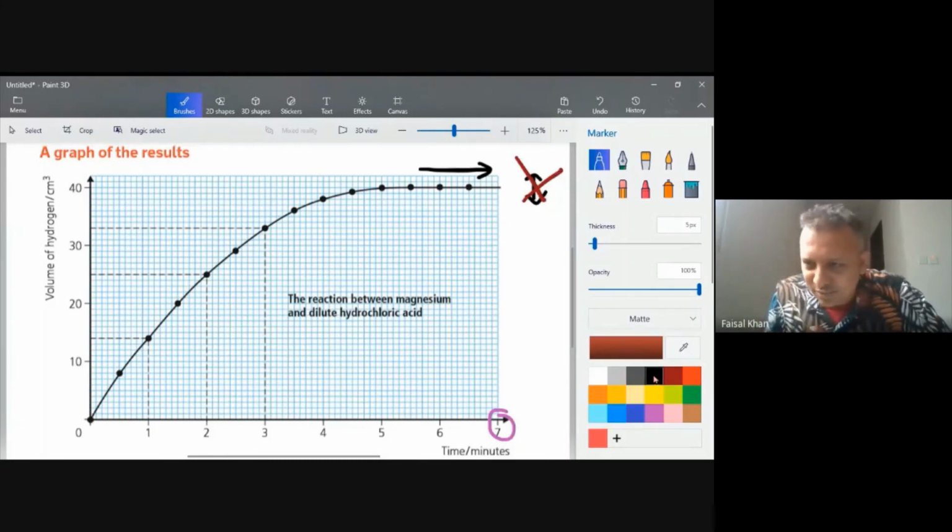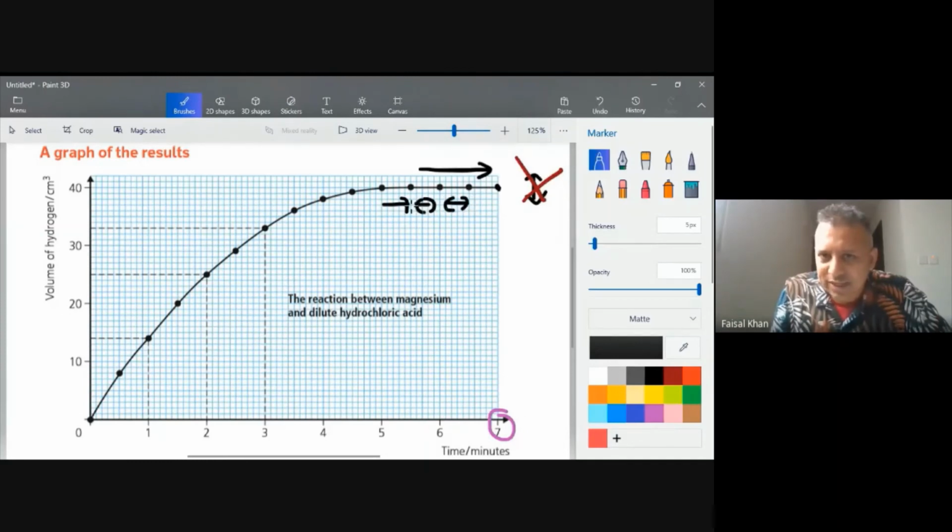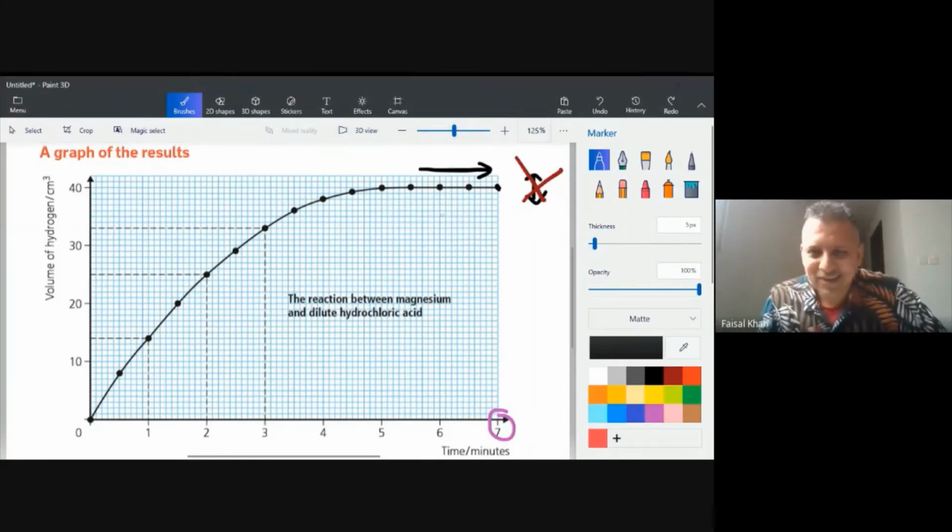If you really wanted another point, then I could put another point here. There you go. But you didn't need that because you actually had the evidence here. You already had the evidence because it was at 40, 40, 40, and 40. So don't let that kind of thing put you off.